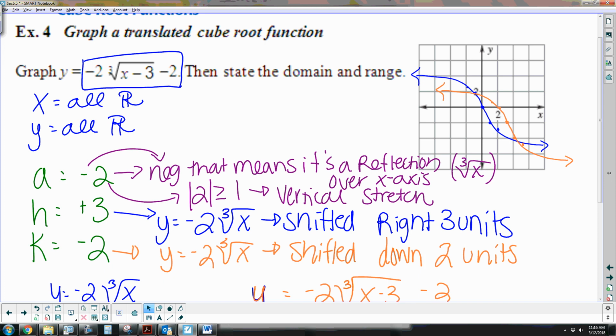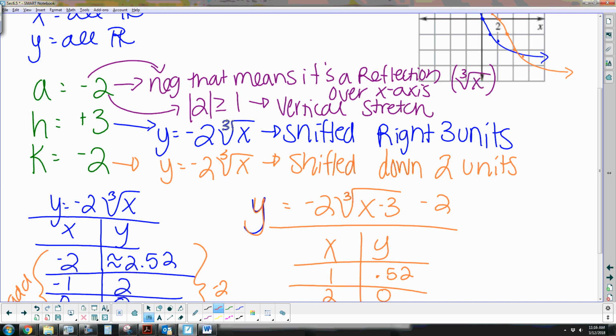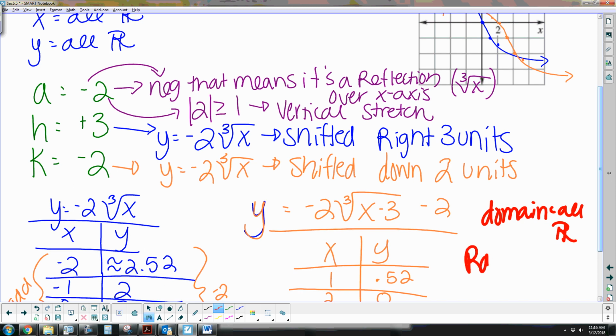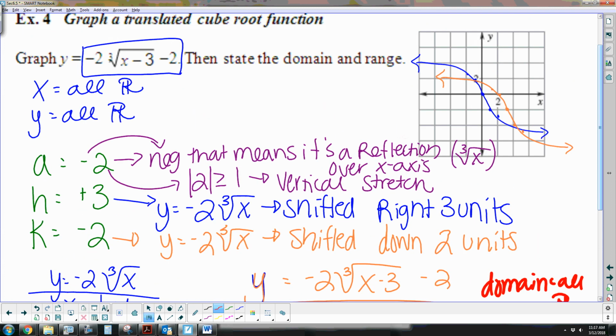So when you graph those points, you should get something similar to that orange graph. Now, for this function, the domain and the range don't change. So the domain is all real numbers still, and range is still all real numbers. Okay, those don't change. The arrows go in both directions still.